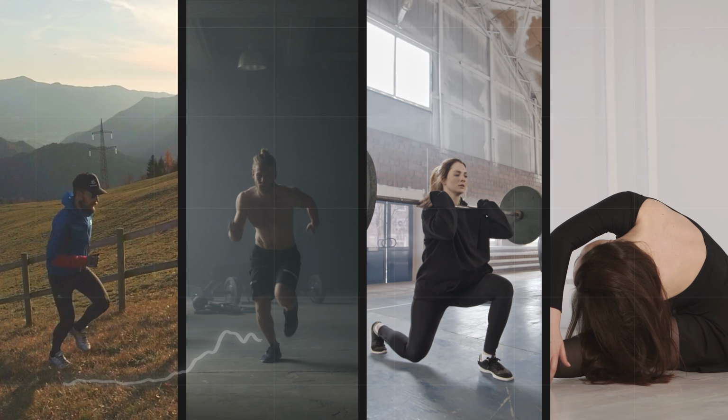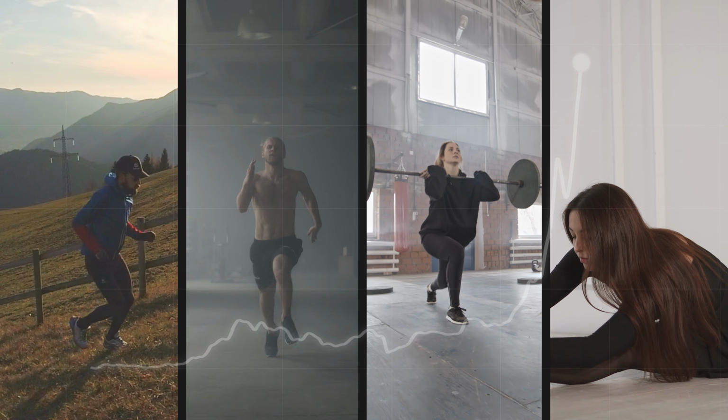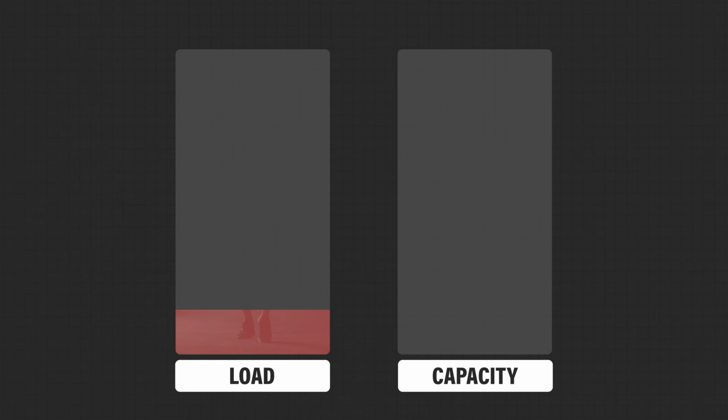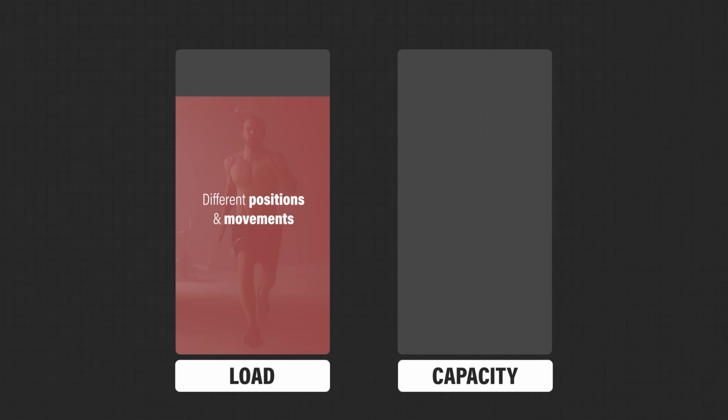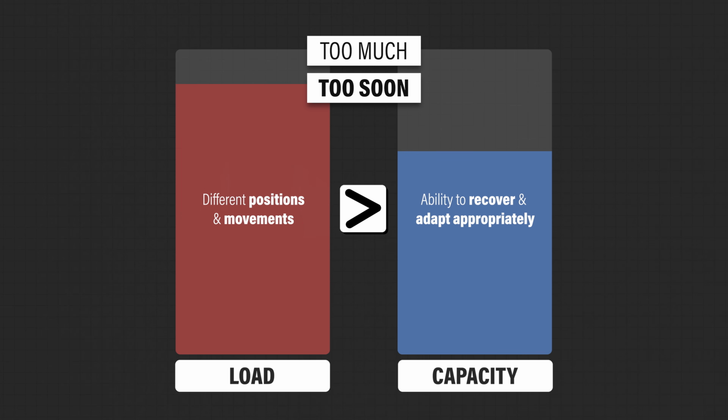A sudden increase in some of these activities may be a contributing factor as to why this condition developed in the first place. A simplified explanation is that the loads placed on the affected hamstring tendon through different positions and movements may have exceeded its capacity to recover and adapt appropriately. Think of it as doing too much too soon.